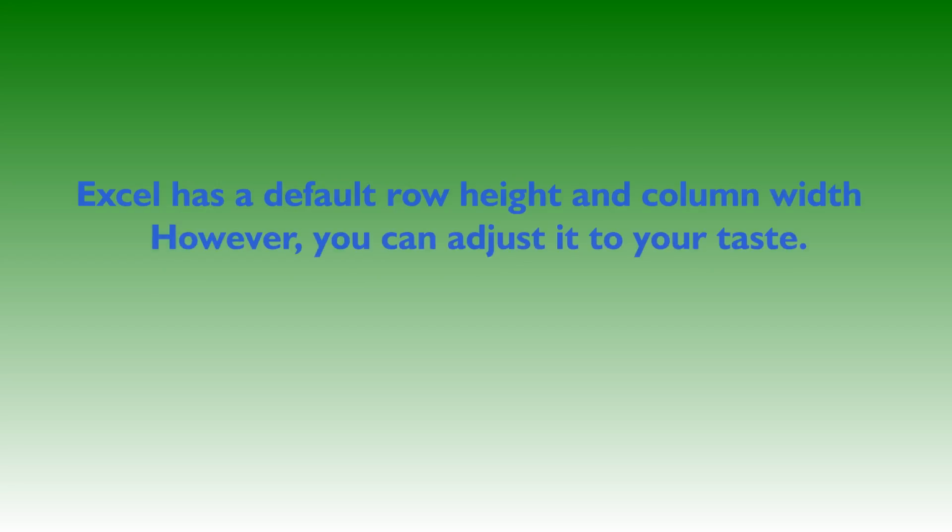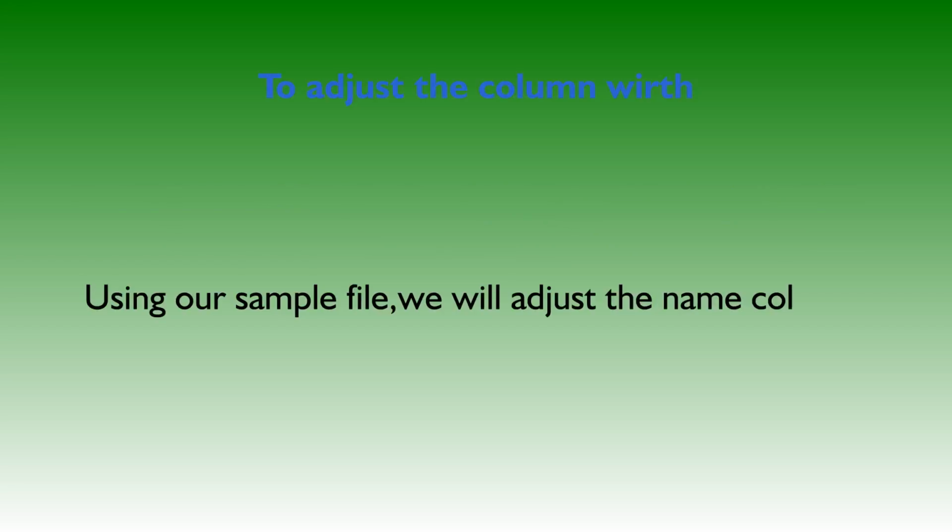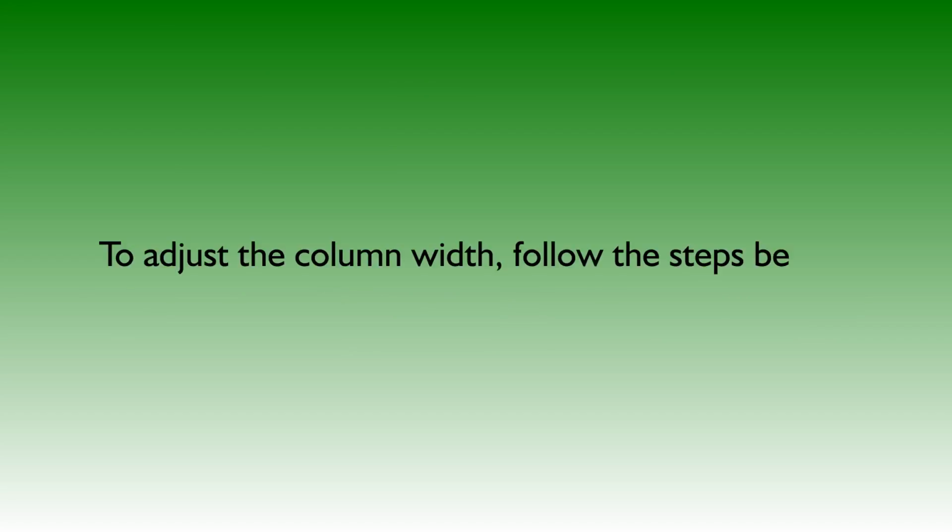Adjusting row height and column width. Excel has a default row height and column width. However, you can adjust these to fit your taste. Adjusting the column width. Using our sample file, we will adjust the name column because some of the text is hidden. To adjust the column width, follow these steps.